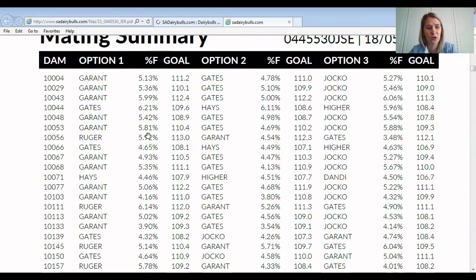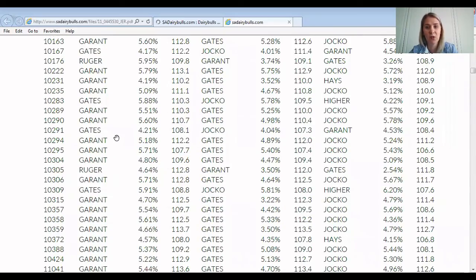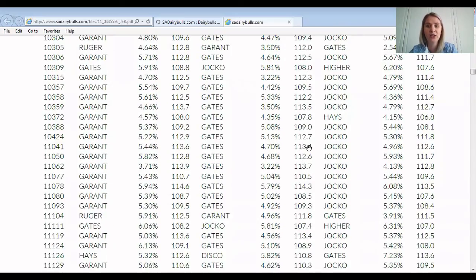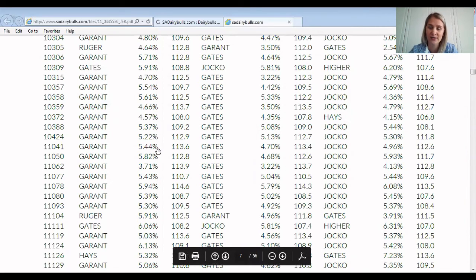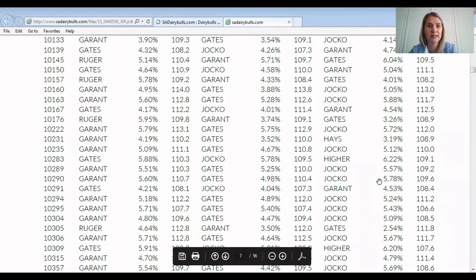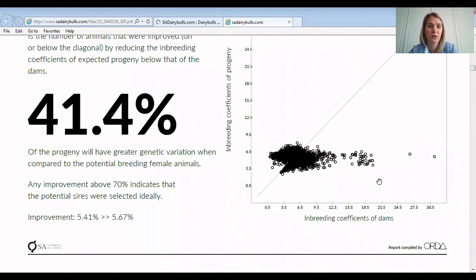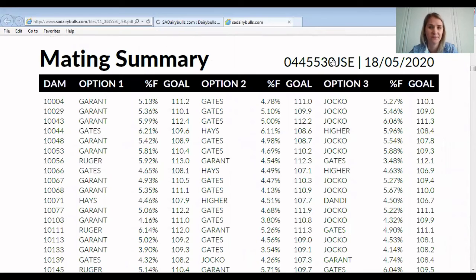So there we go. There's all your matings for all the animals in your herd. Like I said, number 1, 2, and 3. So you can go through and have a look and play a little bit around. If this is not optimal to you, you can go back and you can reselect your bulls or reselect your breeding animals that you have chosen.